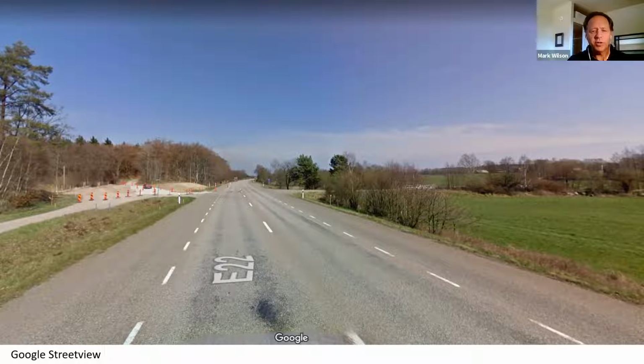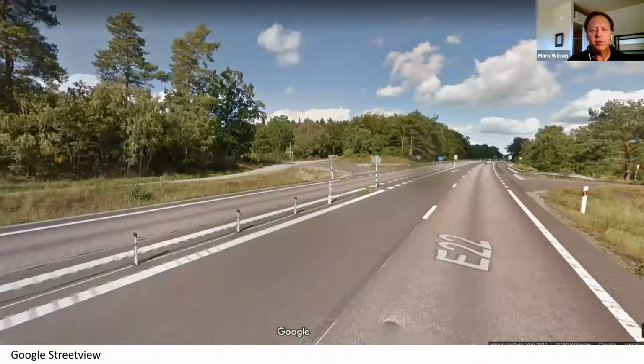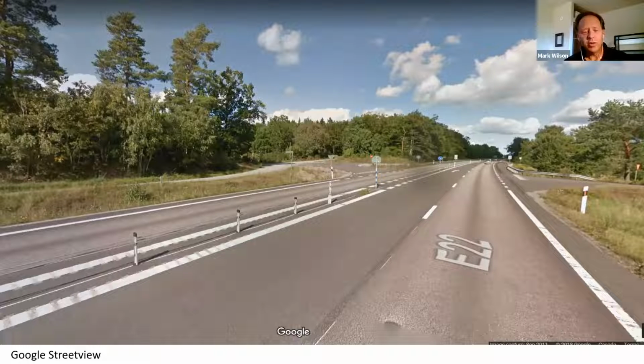This picture is of the same location after the conversion. You can see here two 3.25 meter lanes on the 2-lane side and one 3.5 meter lane on the other. They're separated by a 1.5 meter median reserve, which contains a crash rated physical barrier. In this case, it's a wire rope barrier. And you'll notice that the shoulder has been drastically reduced, but this has not been a major problem in Sweden.